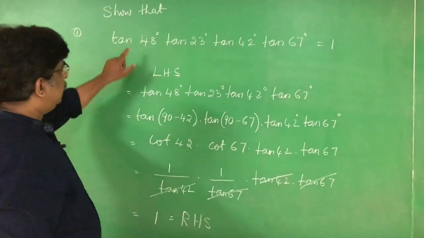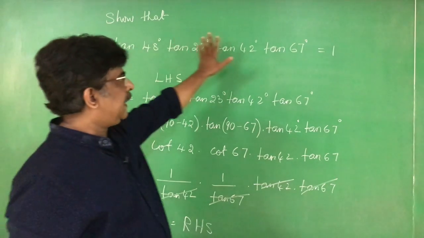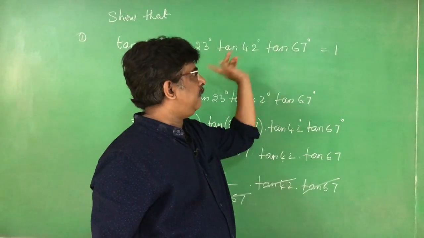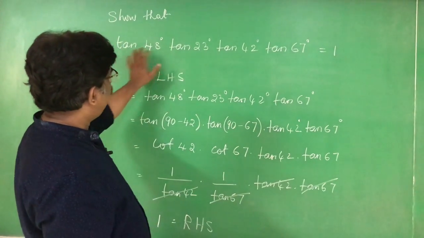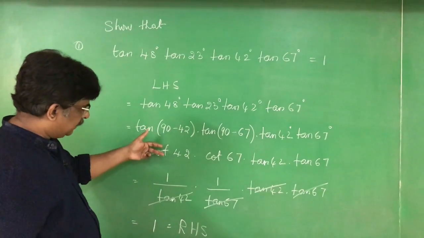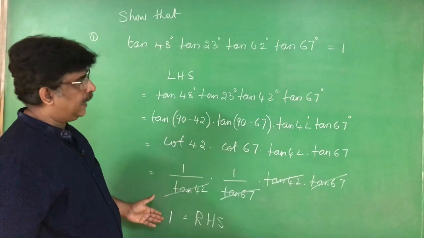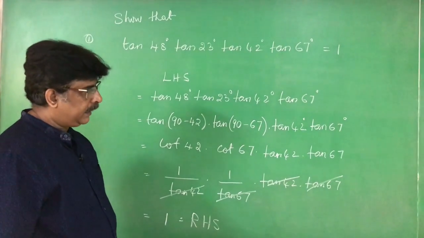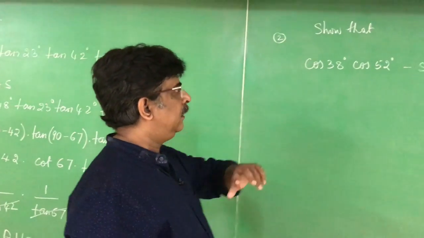I repeat once again. There are 4 terms given. All of them are tan. We have to equate the value of these 4 tan to 1. Out of 4, 2 tan I convert into cot. And I know that cot is nothing but the reciprocal of the tan. Then I can cancel, I get the RHS value. Right? Now we go to the next problem of the same kind.